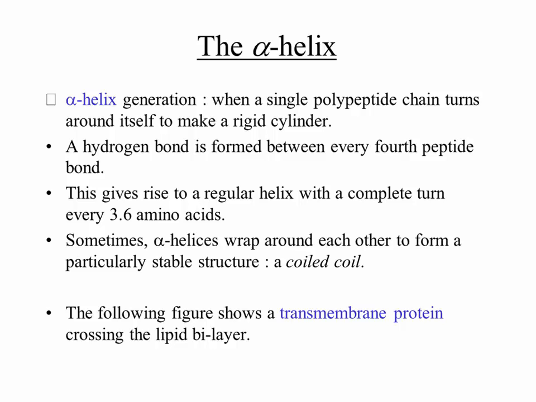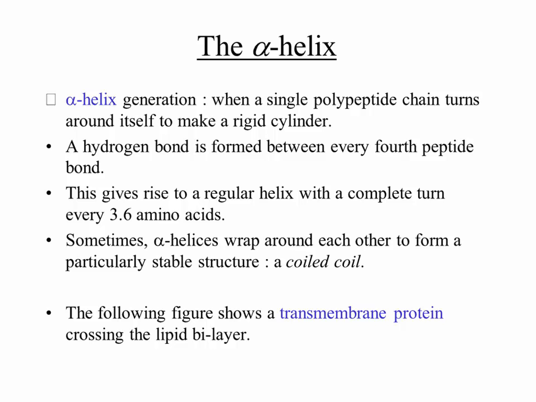So how is an alpha helix generated? It is generated when a single polypeptide chain turns around itself to make a rigid cylinder. A hydrogen bond is formed between every fourth peptide bond, and this gives rise to a regular helix with a complete turn every 3.6 amino acids. So you have to do the detailed math. I haven't done it, but you can do the detailed math to arrive at the number of 3.6.